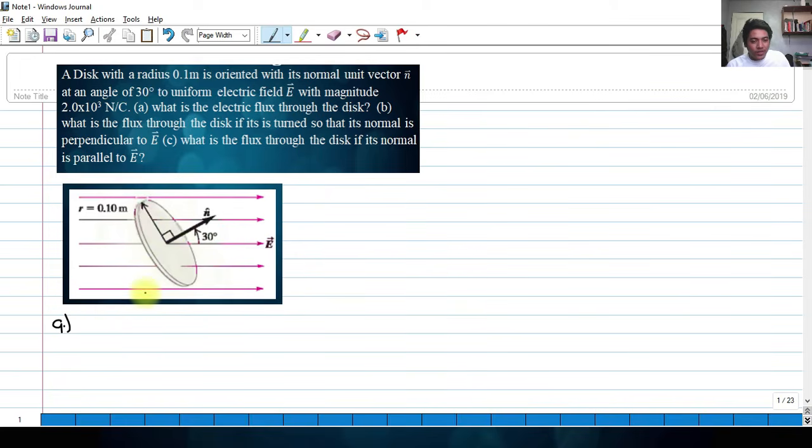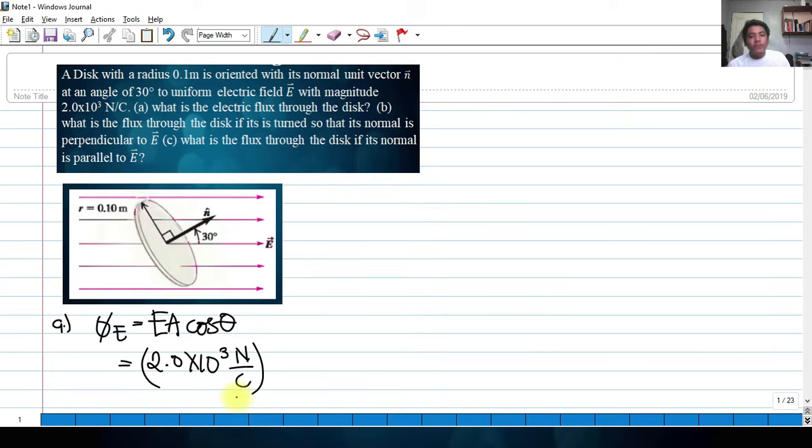So what is the flux to the disk? If we are going to compute the electric flux, it is simply EA cosine of theta. We have the magnitude of the electric field given here as 2.0 times 10 raised to 3 Newton per coulomb multiplied by the area. What is this area? Again, the surface area through which the electric field passes.